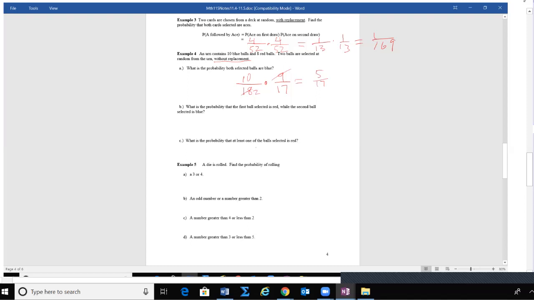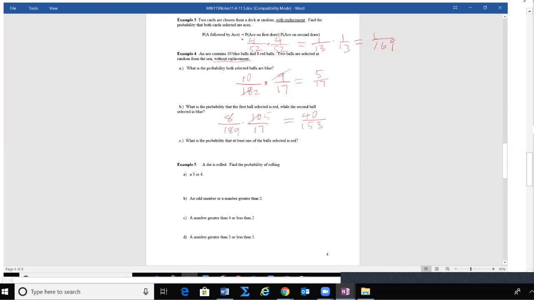What's the probability that the first ball is red while the second ball turns out to be blue? First ball red, 8 out of 18. Second ball blue, well, we still have 10 of those, but only 17 total. So this one now, let's see, we got a 5 and a 9. So we got 40 over 90, 63 is 153.